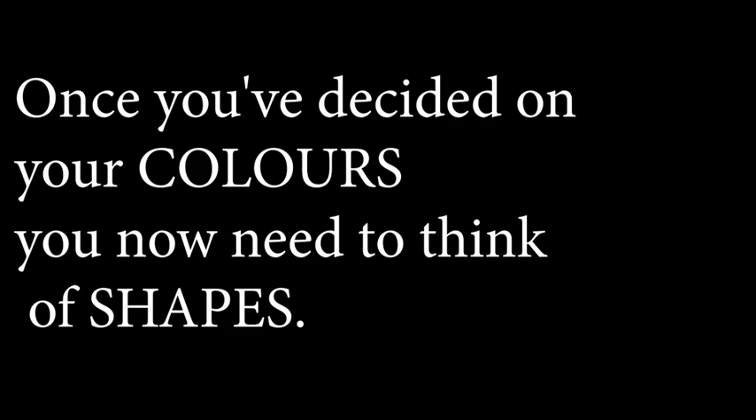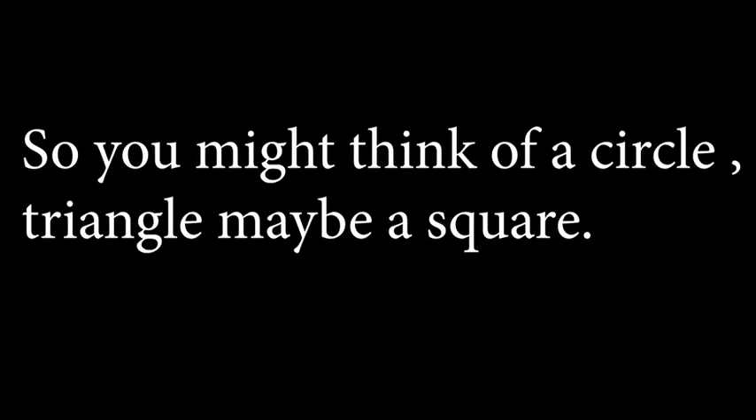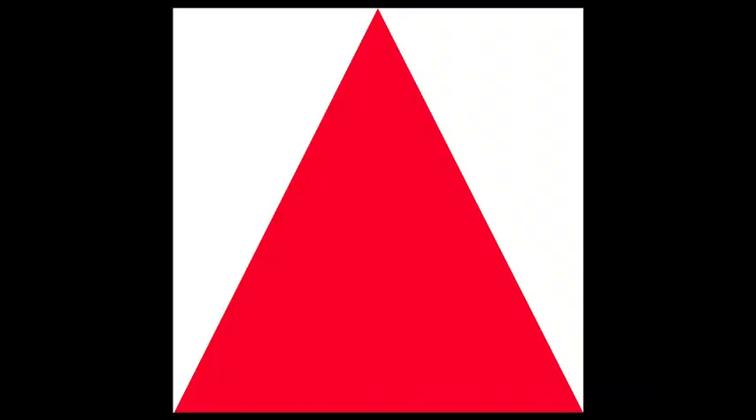Once you've decided on your colors, you now need to think of shapes. So you might think of a circle, a triangle, and maybe a square. Each one of those shapes will have a color. So the triangle might be red, the circle might be green, and the square might be blue.